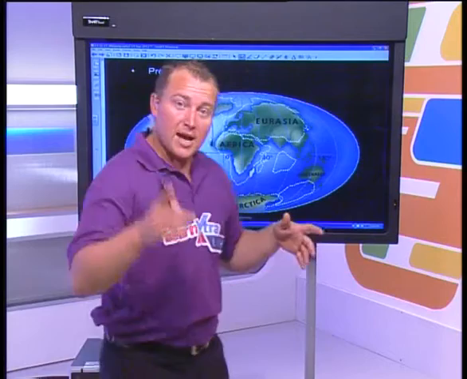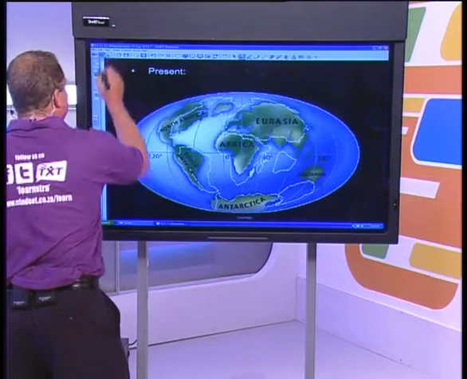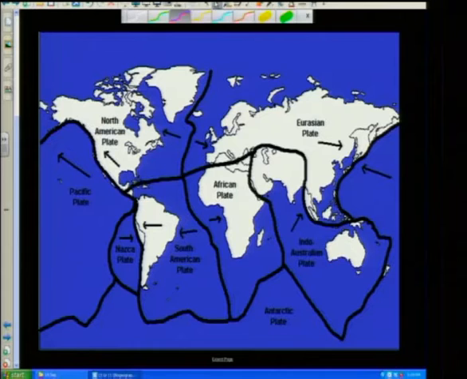Now, how did this move? That is the key, okay? So what I've done is I've actually taken the map and I've drawn black lines. Now, each black line, if I did this piece here, let's get a bit of yellow, hopefully this would work.